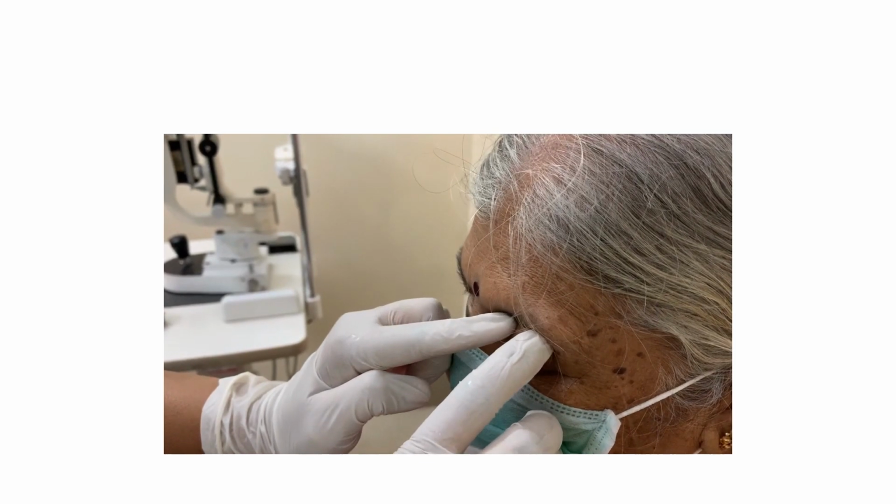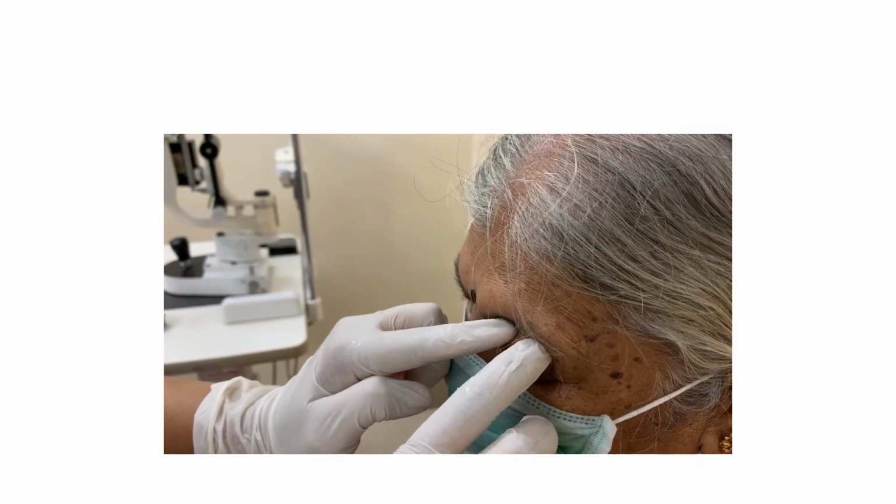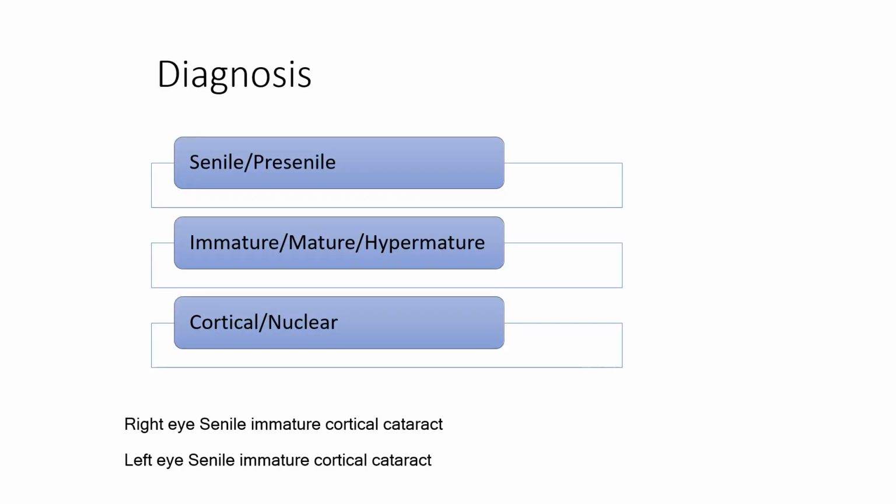Okay. Finally, once you've finished all the examination, you'll go on to your diagnosis. You have to give these three things. You will mention the site, whether it's right or left, and whether it's senile or pre-senile, depending upon the age of the patient. Anything below 55, you'll mention as pre-senile, above 55 senile. Then whether it's an immature, mature, or hypermature stage, and whether it's a cortical or a nuclear cataract, depending on whether it's a whitish or a yellowish color, right?